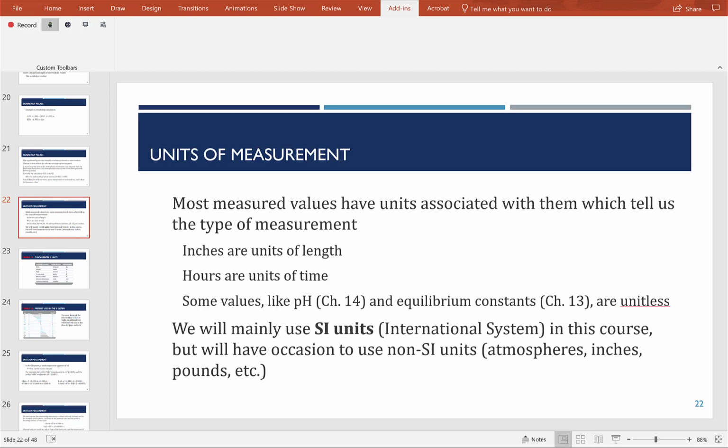Next semester you'll study acids and bases, and you'll talk about pH, where we do run into a unitless value, and equilibrium constants, which are typically presented as unitless. We have a couple different systems of units, and we're going to largely use the SI system in this class, although the United States customary unit systems, which include inches and feet, will of course come up in this class as well.